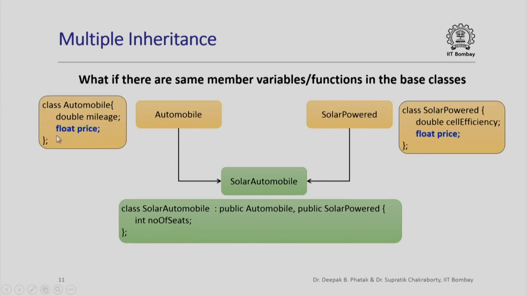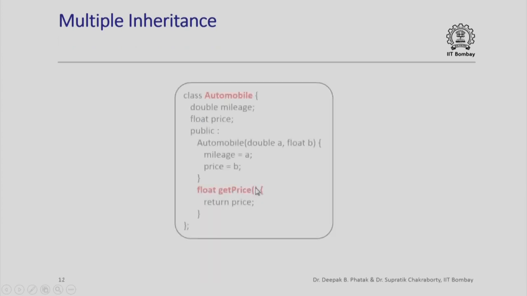Now suppose there is a data member called price in the class automobile, and there is a data member called price also in the class solar powered, and this class solar automobile is derived from both of these classes. And similarly I could have a member function by a certain name in this class and a member function by the same name in this class, and we want to ask how do we access these data members or member functions with the same name but in different base classes within this derived class. So well, this is an example of that.